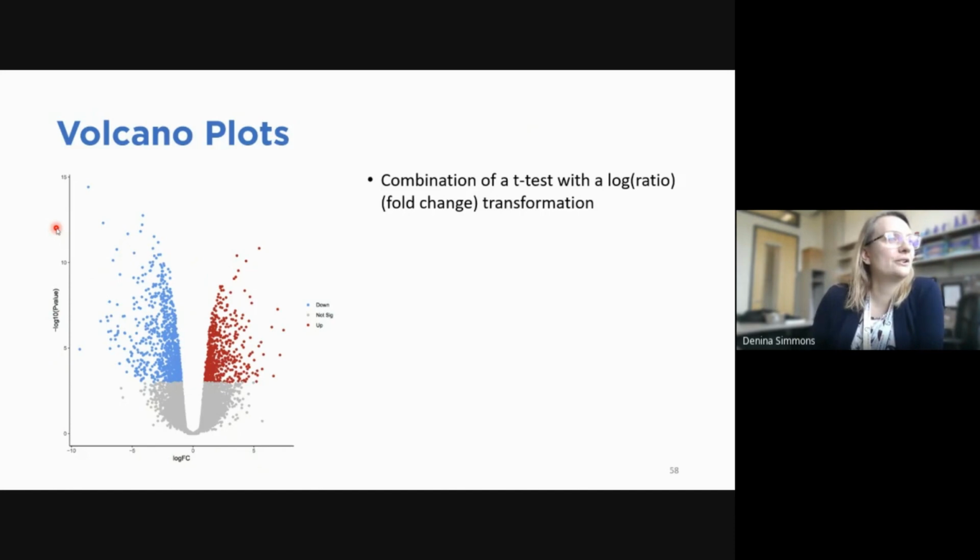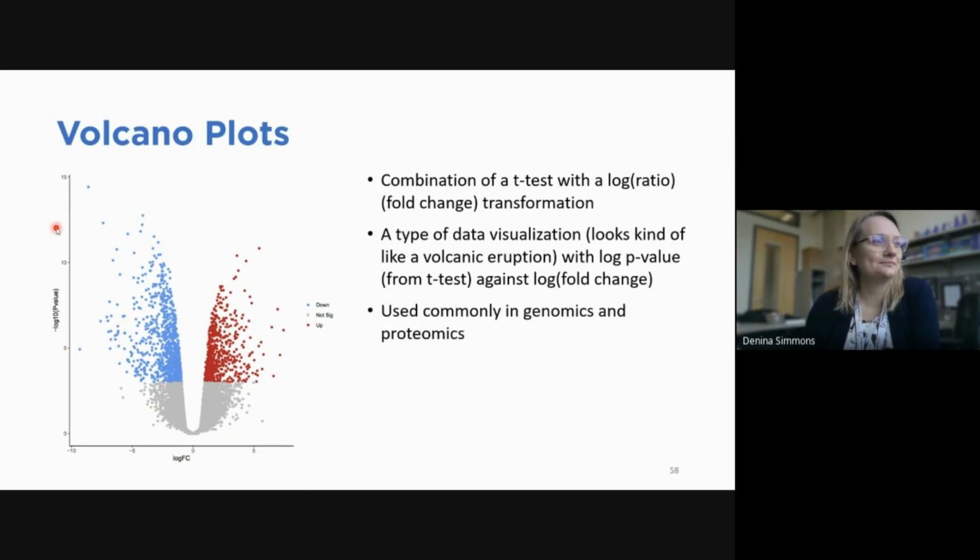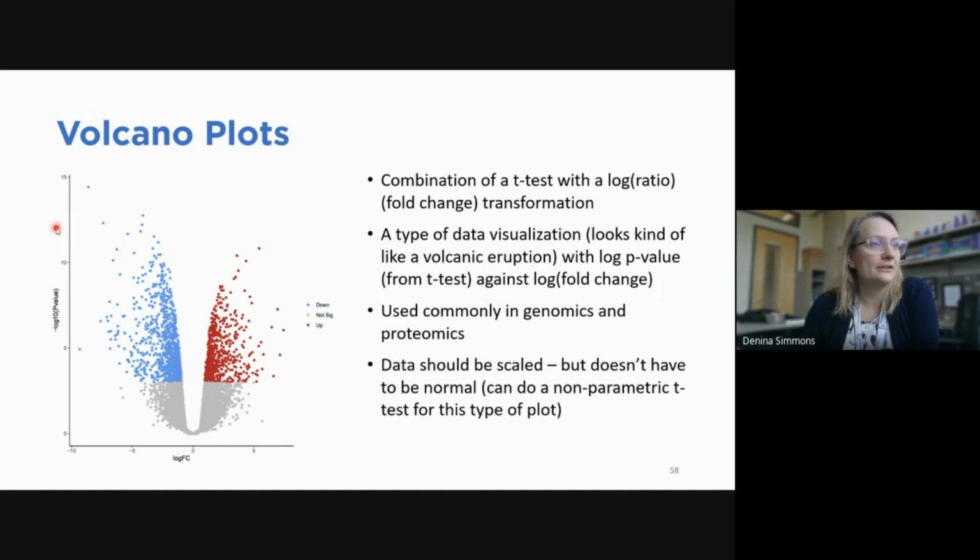Usually with this, it's a combination of a t-test with a log ratio transformation. And it's a type of data visualization. So this isn't telling you about the distribution of your data, because now you're looking at the distribution of your p-values, your test results, versus a log transformed set of values. Like I said, it's usually used in genomics and proteomics and metabolomics. You should scale your data, but it doesn't have to be normal. You can do a non-parametric t-test for this type of plot. So you could do the Mann-Whitney U or Wilcoxon paired test if you wanted to.